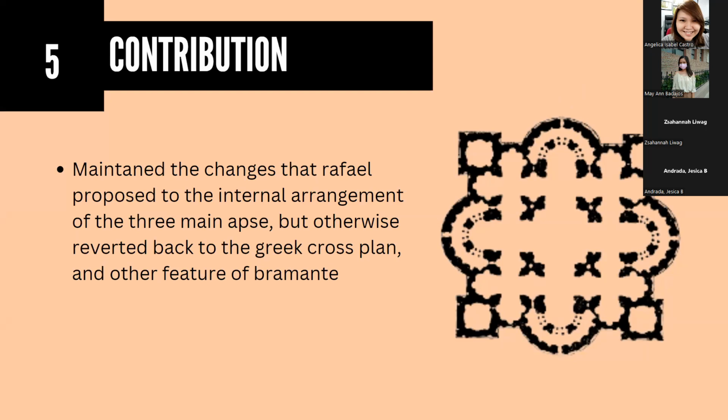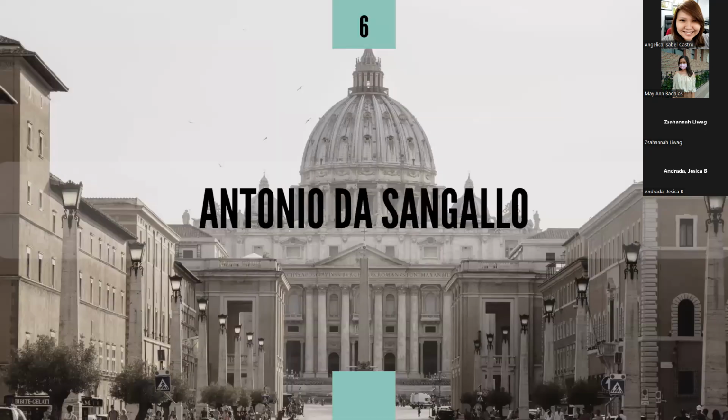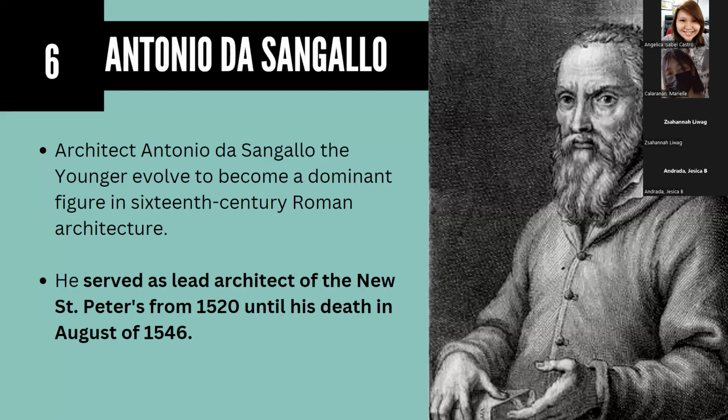Next po. Architect Antonio da Sangallo, born 12 of April 1484 in Florence, evolved to become a dominant figure in 16th century Rome architecture. He is referred to as the Younger to distinguish him from his uncle Antonio da Sangallo the Elder, who also worked as an architect.